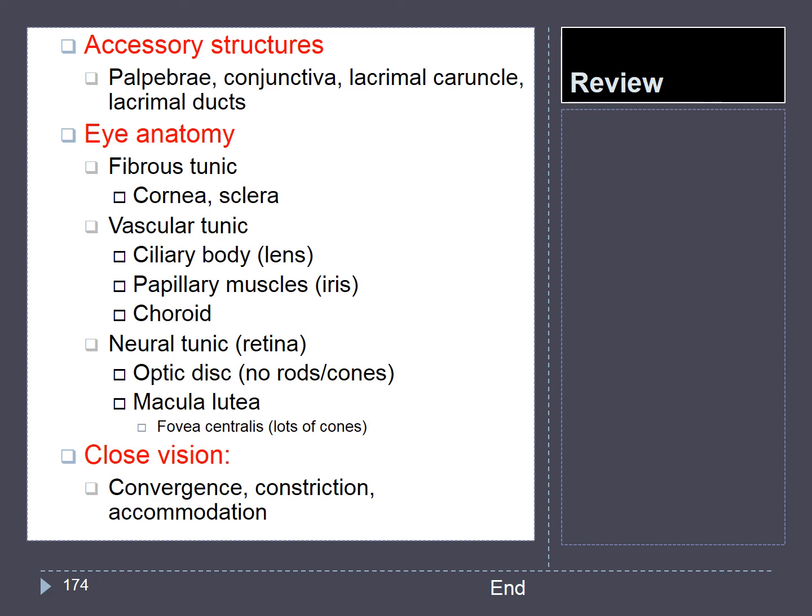Earlier, we talked about the accessory structures, the three basic layers or tunics of the eye, and the three major changes that occur when we switch from distance to close vision, namely convergence, constriction, and accommodation. But that's going to wrap us up for Chapter 14.